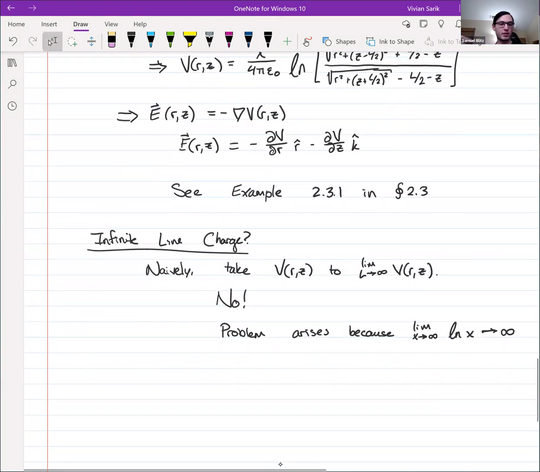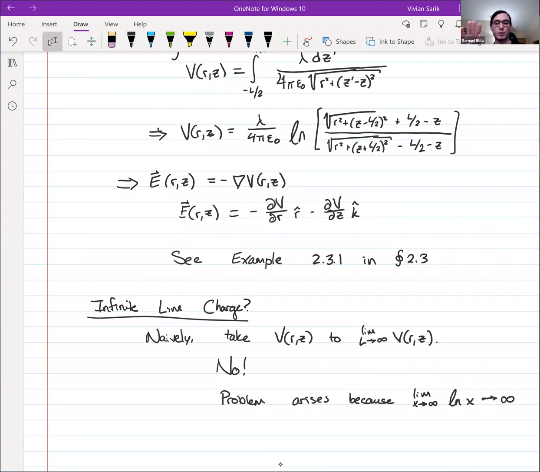I have a question. Yeah. Okay, so what if our function of r and z, or whatever parameters we're using, what if it's not a natural log function? Could we then? So yeah, then you could do that. This is a very specific problem to the line charge. Okay. Which we're going to fix.